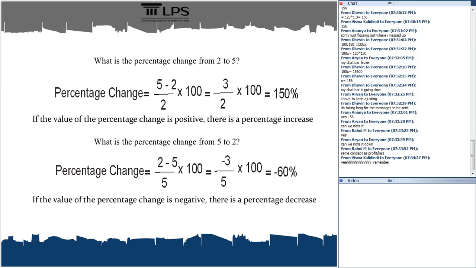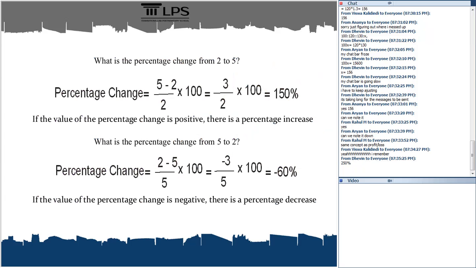Okay, here are two examples. What is the percentage change from 2 to 5? So percentage change is final value 5 minus 2 upon 2 into 100. So 3 divided by 2 into 100, which is 150. Dhiven, the answer is on the slide. It's 150.